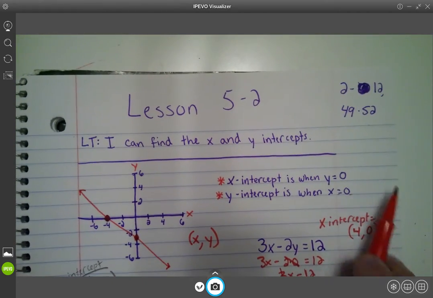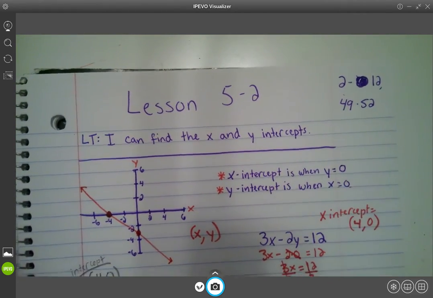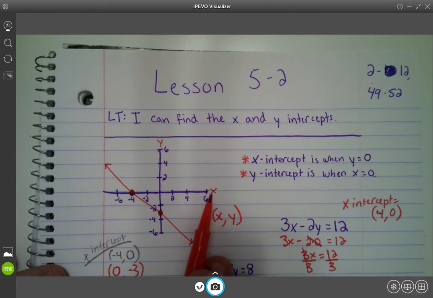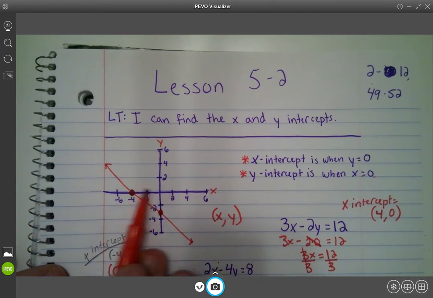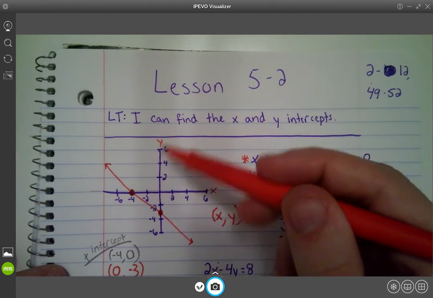Again, going to be doing problems 2 through 12 and 49 through 52. The x-intercept is where we go through the x-axis, and the y-intercept is where we go through the y-axis.